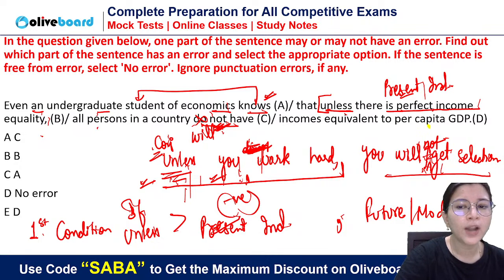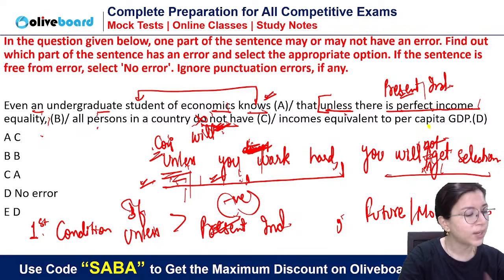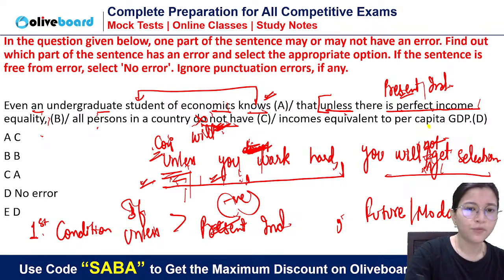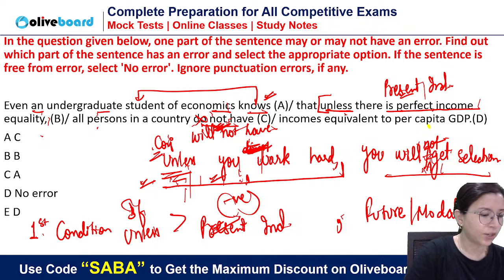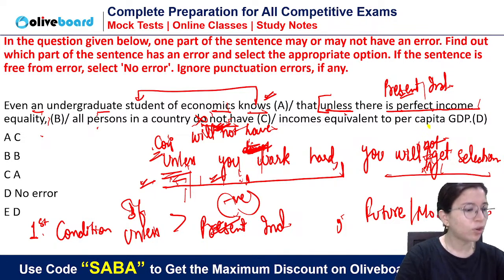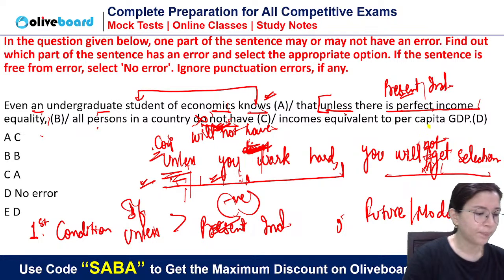Can you say unless you work hard, you do not get selection? No, you will not get selection. Okay. So yes, will not have. So it should be will not have. You have to apply the concept of first condition. This is how questions based on conditional sentences come in your exam.